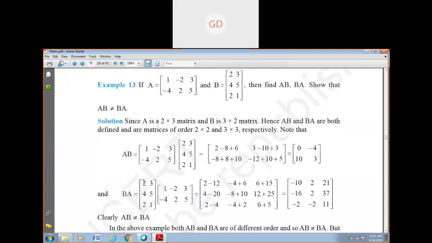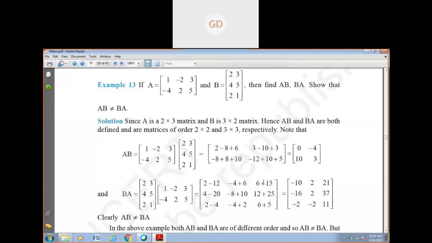First row into first column: 2 1s are 2, 3 4s are minus 12. So 2 and minus 12 is this one. Next, first row into second column: 2 minus 2 is minus 4, and 3 2s are 6. Minus 4 and 6 is this one. And first row into third column: 2 3s are 6 and 3 5s are 15. 6 and 15, this. So the way of multiplication is exactly the same.